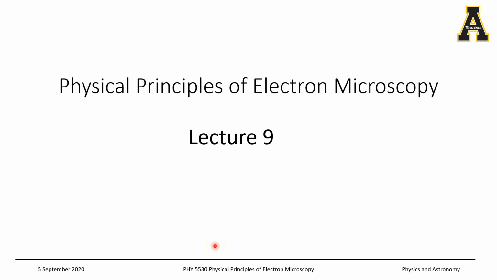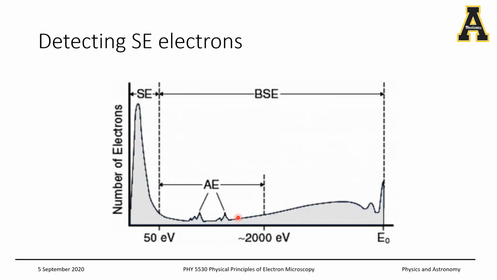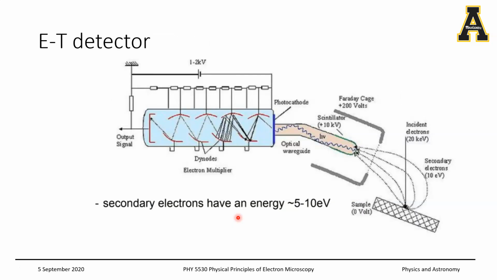Hello everyone. We are going to continue our discussion on secondary electrons and backscattered electrons, right? So just a quick recap. The secondary electrons are electrons with energies less than 50 electron volts, versus the backscattered electrons that are much higher energy electrons generated from the sample, right? So with this in mind, we figured out in the last class that you can use the Everhart-Thornley detector for the detection of both secondary electrons and backscattered electrons. However, this detector is used more for the detection of secondary electrons, right?